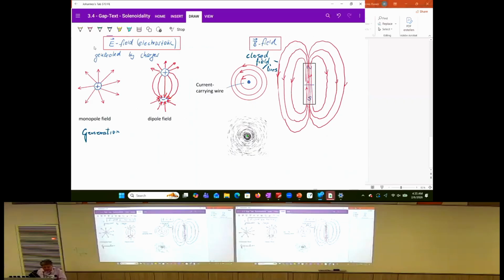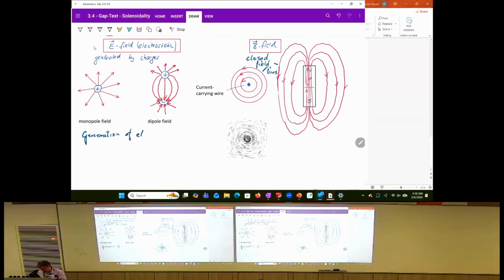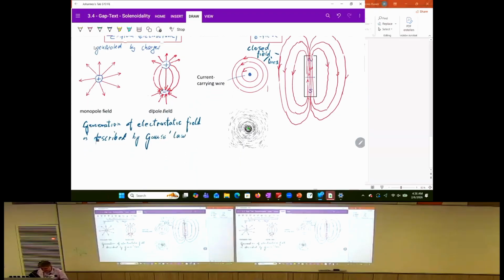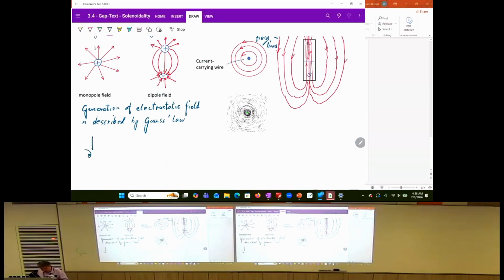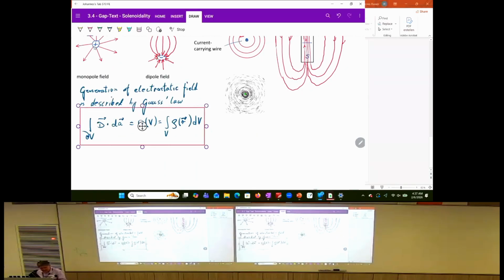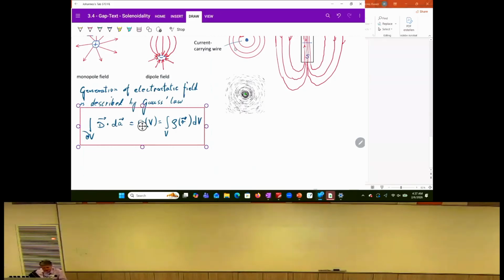So getting back here to the electrostatic field, you have the generation of the electrostatic field that is described by Gauss's law. Do you remember? That is the integral over an enclosing surface over the D field, taking here the vectorial surface element, equivalent to all the charge enclosed in that volume, or that we had also given as volume integral over the spatial charge density. That is Gauss's law, and we also have given it in differential form.